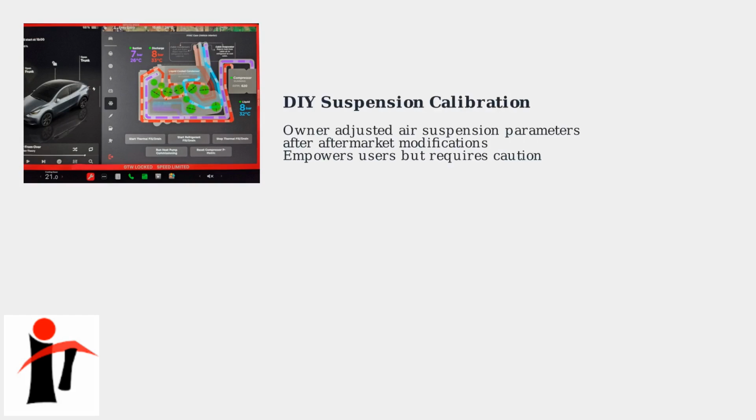In a documented case from 2023, a Model S owner used service mode to recalibrate the air suspension after installing aftermarket shocks. By accessing the diagnostics menu, they manually adjusted parameters to restore proper ride balance. This demonstrates how service mode empowers users to perform DIY maintenance, though it also highlights potential risks if adjustments aren't done correctly.